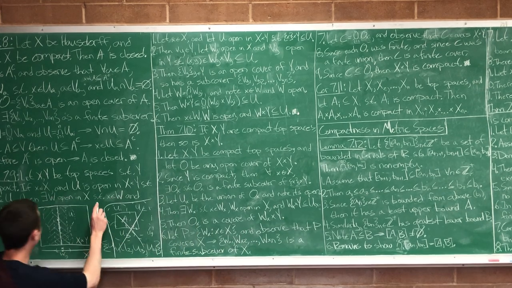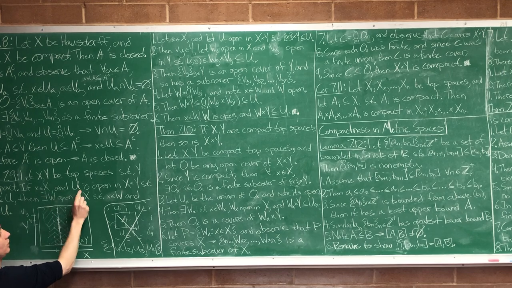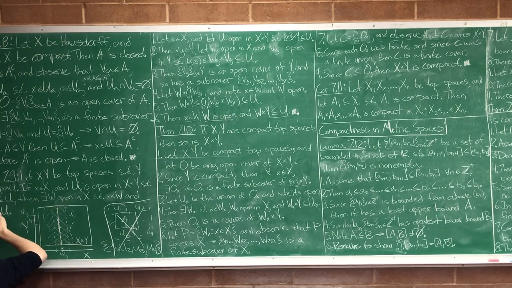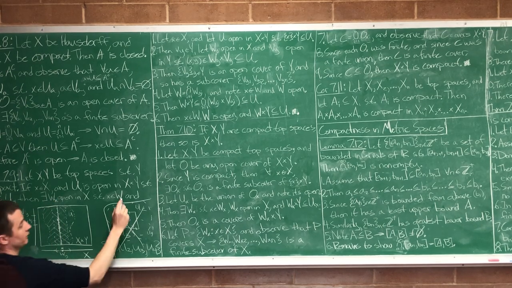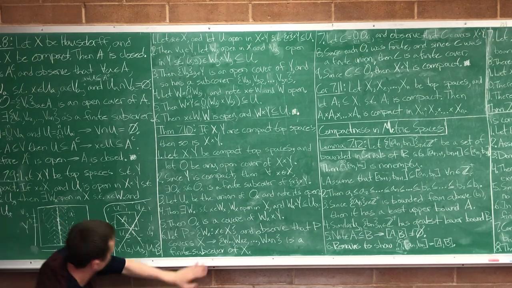From our lemma, notice that if little x is in big X and u, in our case u sub x, is open in x cross y such that little x cross y is a subset of u sub x, then there's going to exist w sub x open in x such that x is in w sub x and w sub x cross y is a subset of u sub x. And this is going to be true for every u sub x that we choose. So we're going to be using this lemma.